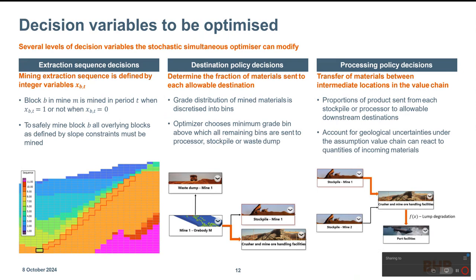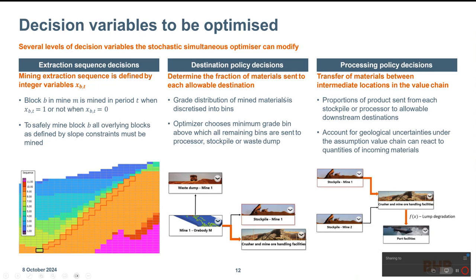So the optimizer, the simultaneous stochastic optimizer, can modify several decision variables. It's a two-stage process. In the first stage, the optimizer needs to decide the period in which each block is mined and its destination, whether it goes to a waste dump, stockpile, or to the crusher. And that is done by discretizing the grades of the material mined in each period and selecting which bins go to the separate destinations.